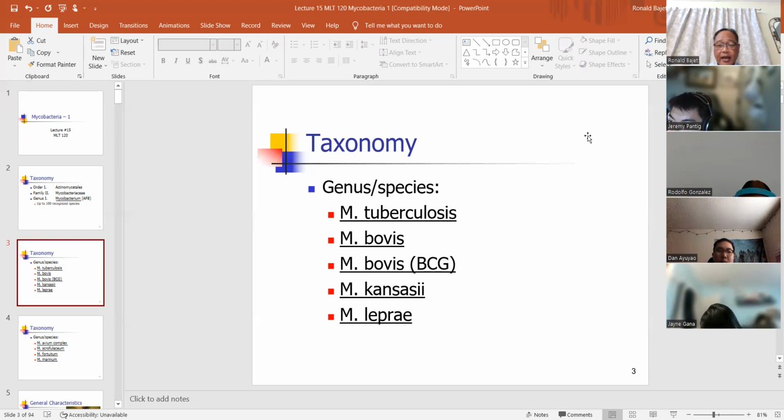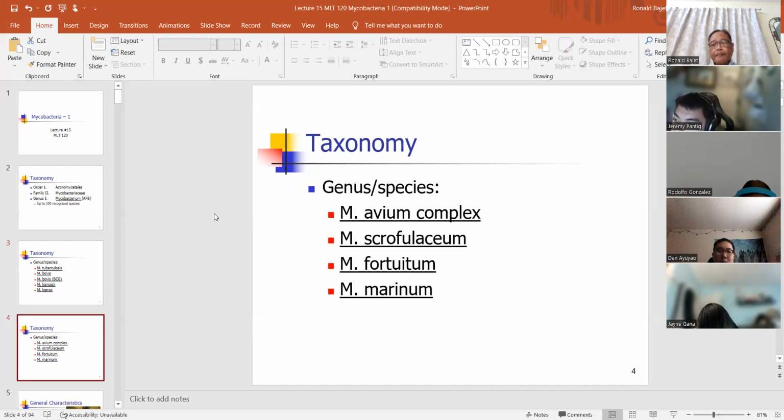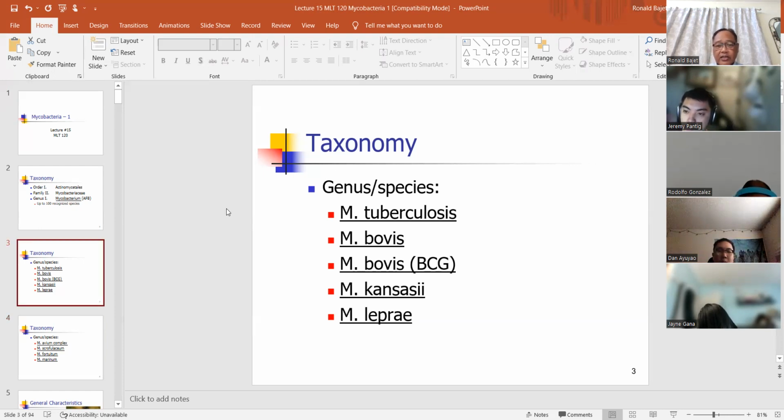Then M. kansasii and M. leprae, which is the organism that causes leprosy. Then avium complex, M. gordonae, fortuitum, and marinum. I'm going to be talking about all of these. These are all the testable species of Mycobacteria.